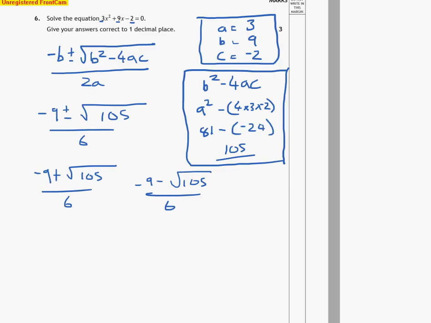Where have we gone? A lot done there. Don't know what I did there. Still some technical issues on the kit.